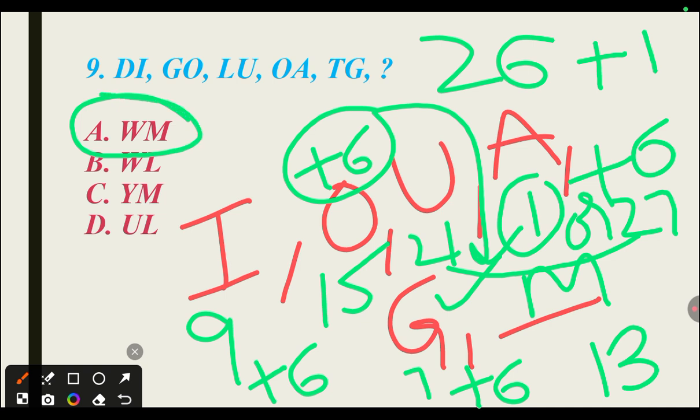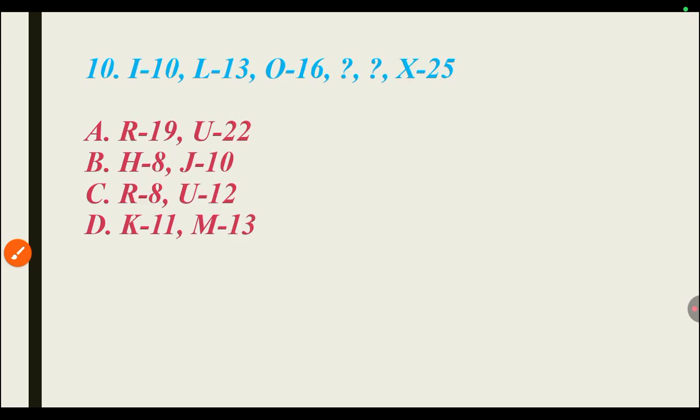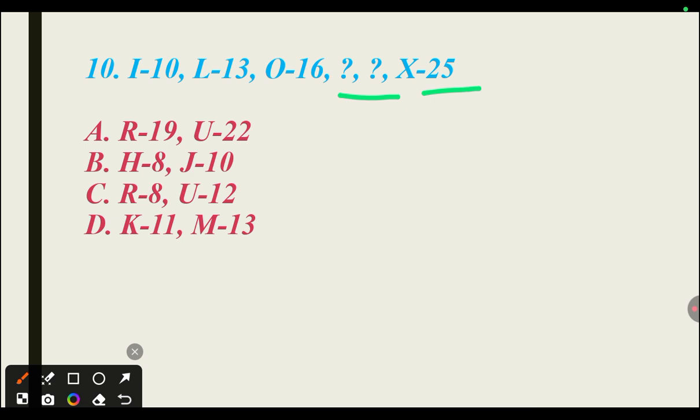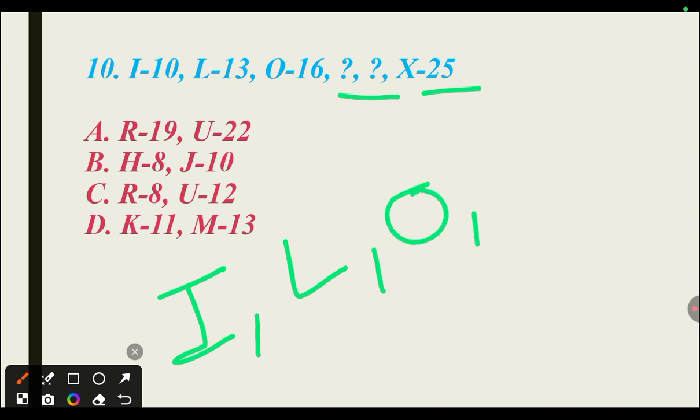Here comes the ninth question. Let us move towards the last question. I10, 11, L13, O16 and two question marks. Okay, so two question marks, X25. Let us solve here. I'm not taking the numbers, I'm just going with the letters first. Two dashes followed by X.